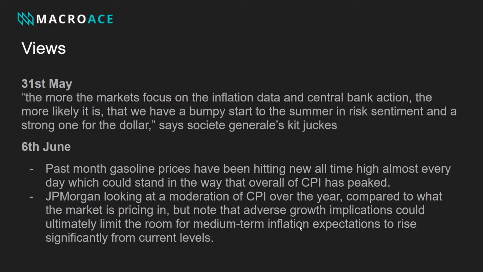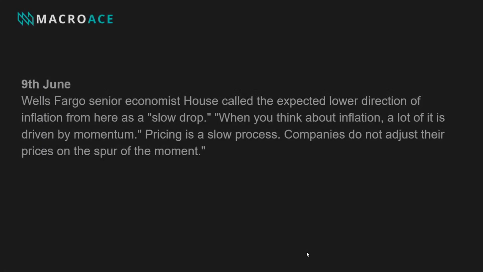JP Morgan just talking about looking at moderation of CPI over the year. They note that adverse growth implications could ultimately limit the room for medium-term inflation expectations to rise significantly from current levels as well. Right? Again, they're talking about how the food and energy price indexes of the CPI report could overinflate the data, making it harder to know whether or not inflation has peaked.